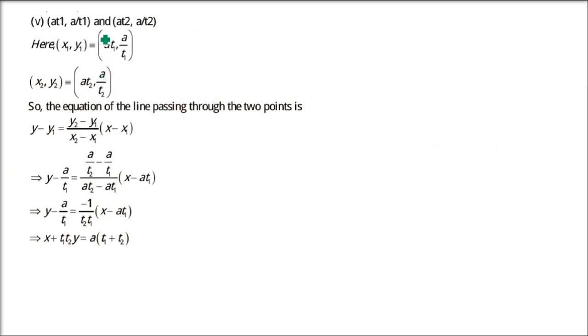Here a t1, a by t1, this is x1, y1. a t2, a by t2, x2, y2. So x1, y1, x2, y2 is known to us. Now put it in the equation. y minus y1, that is y minus a by t1, equals y2 minus y1, so a by t2 minus a by t1, and then x2 minus x1.